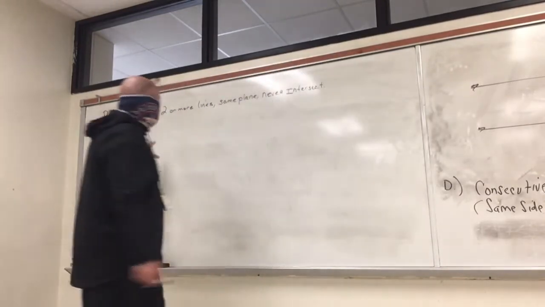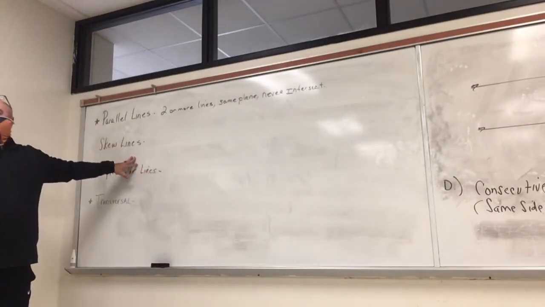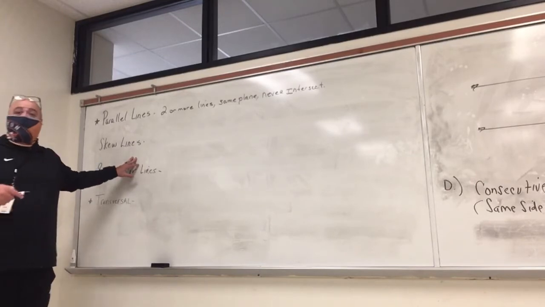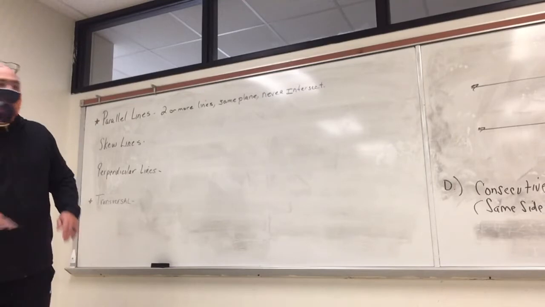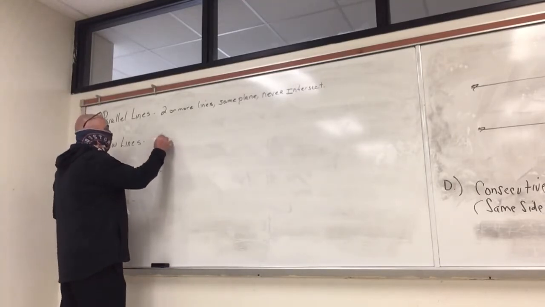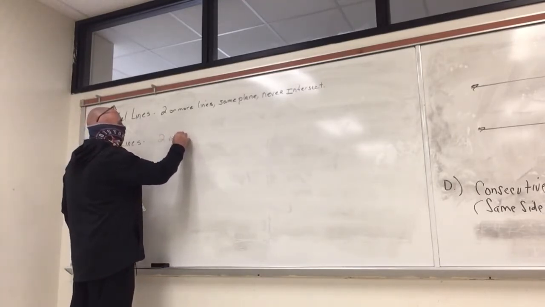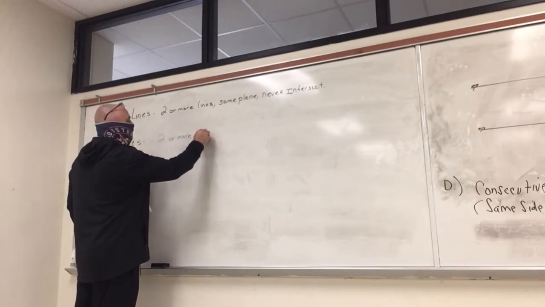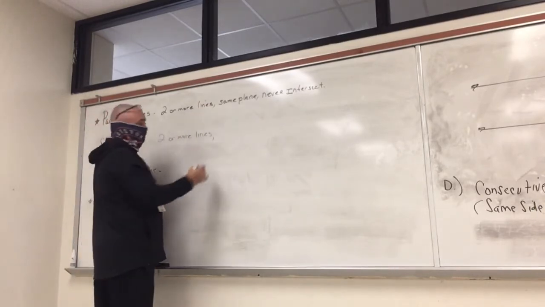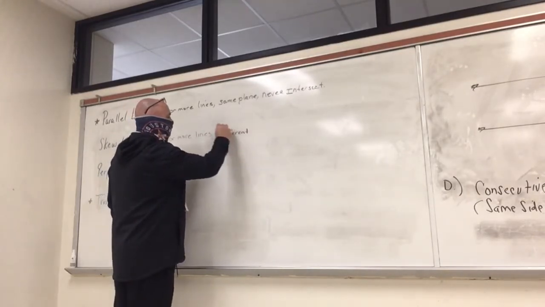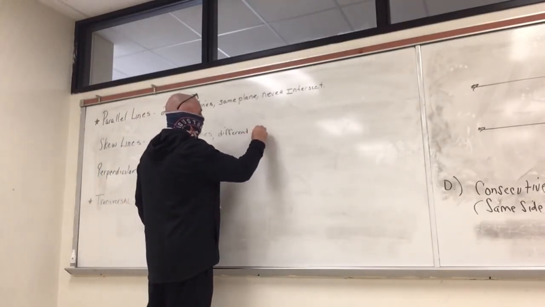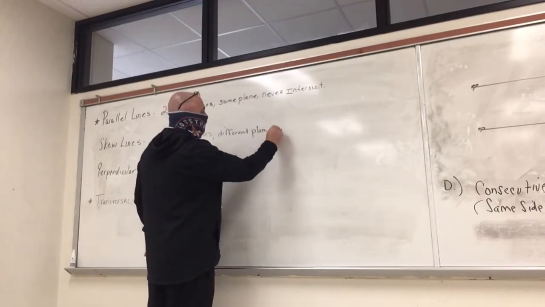Okay, and then we talk about skew lines. What's the definition of skew lines? Two lines in different planes that never intersect. Two or more lines in different planes that never intersect each other. So it'd be two or more lines. Instead of same plane, we're going to put different plane, and never intersect.